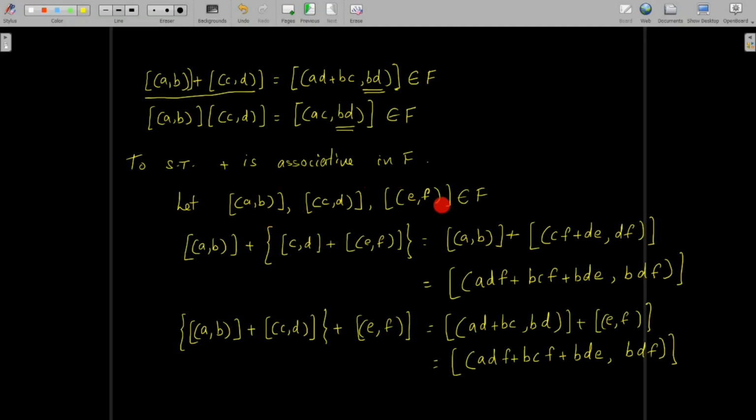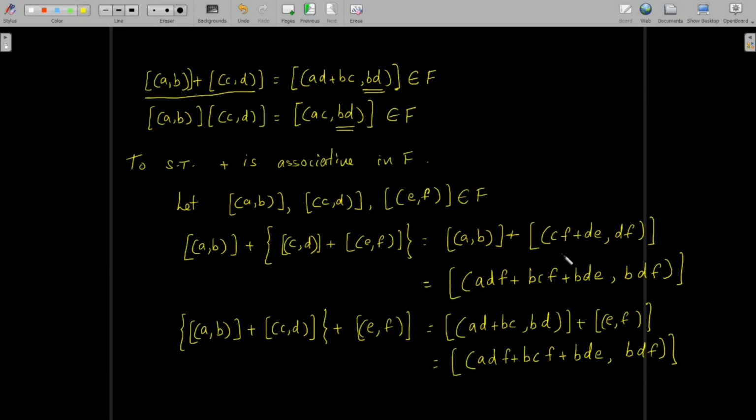For that we take three elements of F: the equivalence class of (a, b), the equivalence class of (c, d) and the equivalence class of (e, f). And we consider the equivalence class of (a, b) plus the sum of the equivalence classes of (c, d) and (e, f). So we have to perform this addition first. So (c, d) plus (e, f) gives (cf + de, df). That is written here. And now we have to add the equivalence class of (a, b) plus the equivalence class of (cf + de, df). For that we have to multiply a with df plus b with cf + de.